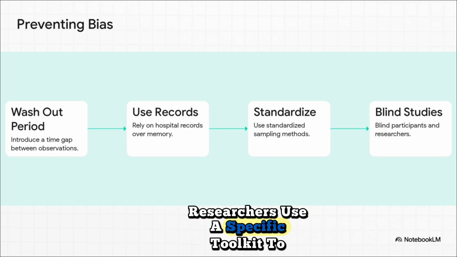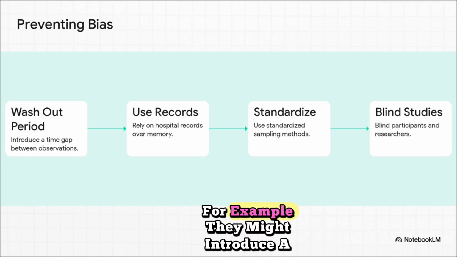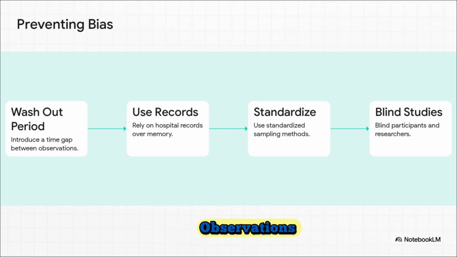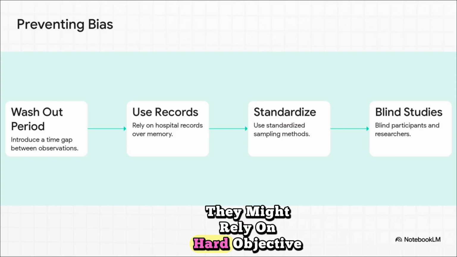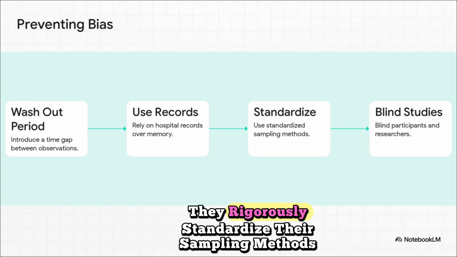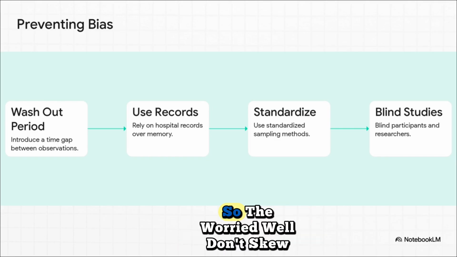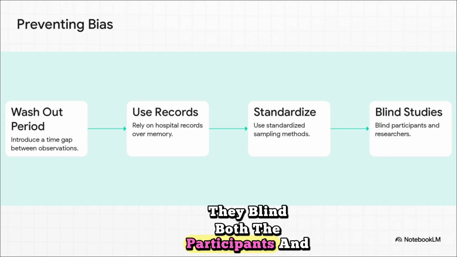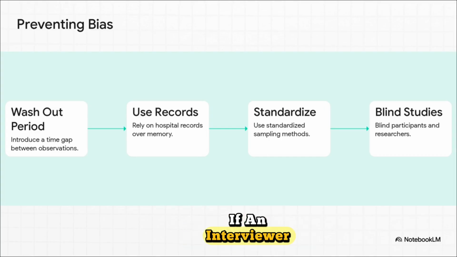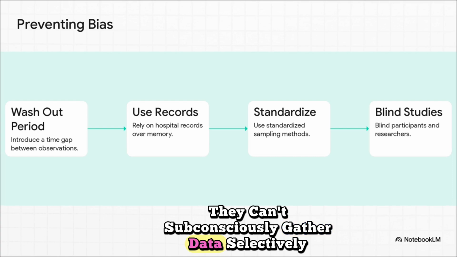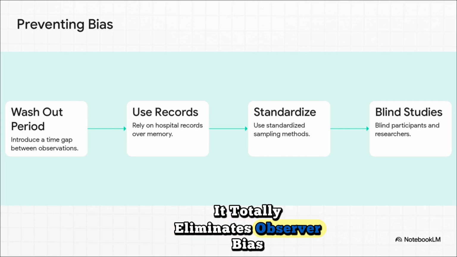Researchers use a specific toolkit to do this. For example, they might introduce a washout period, which is a substantial gap between observations to help minimize that recall bias we talked about. They might rely on hard, objective hospital records instead of subjective patient memory. They rigorously standardize their sampling methods so the worried well don't skew the roster. And importantly, they blind both the participants and the researchers. If an interviewer doesn't actually know the study's hypothesis, they can't subconsciously gather data selectively. It totally eliminates observer bias.